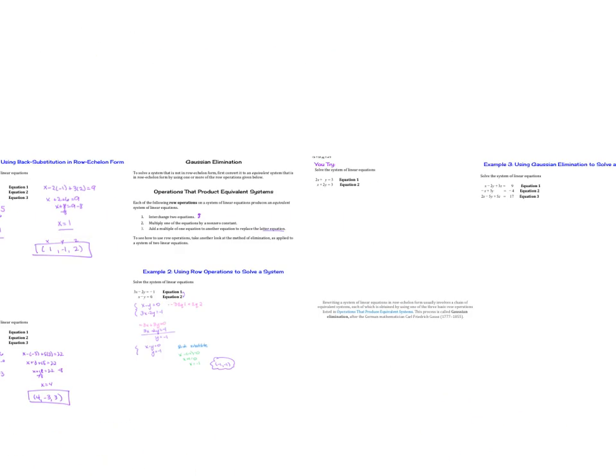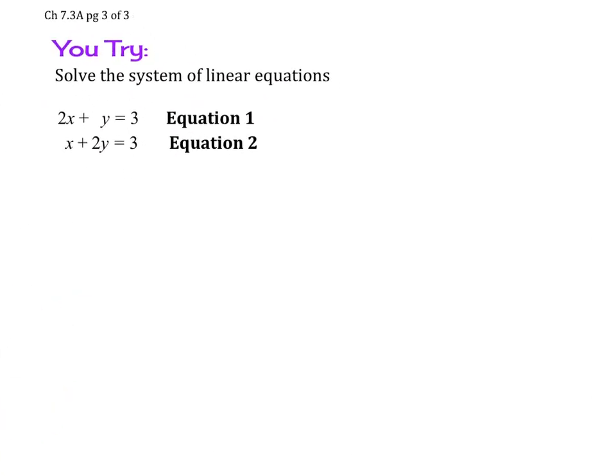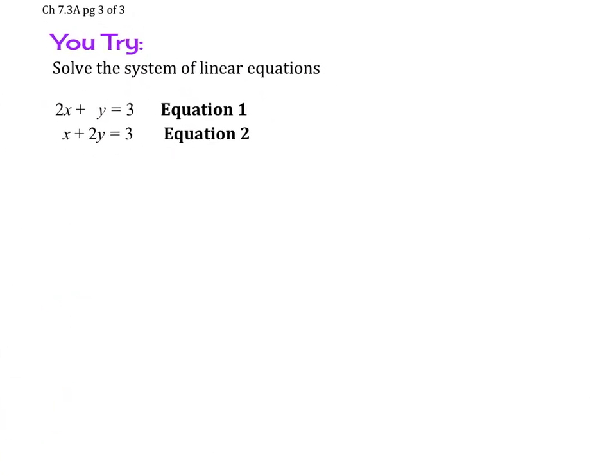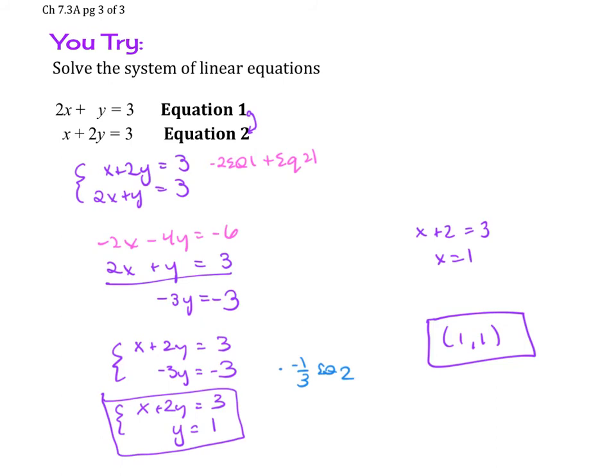Now go ahead and try that in this example here. Solve the system of linear equations. Again, our goal is to rewrite it in row echelon form. Writing in row echelon form, I exchanged equation 1 with equation 2, and then I multiplied -2 to equation 1 and added that to equation 2. So I multiplied it, -2x minus 4y equals -6, and then 2x plus y equals 3. And then I get 3y equals -3.